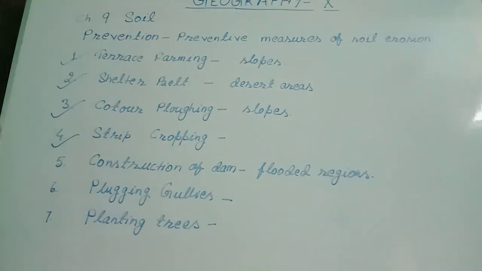Number 5, in the flooded region, while the flowing of water is uncontrolled, usually we find the situation of flood. In those regions, dams are constructed to check the speed of water, to allow water to flow in a controlled way.